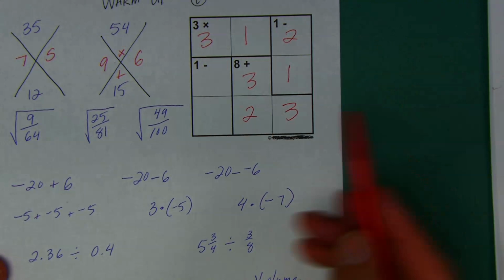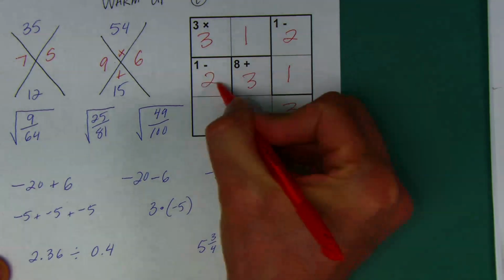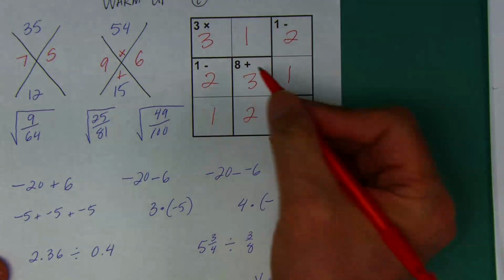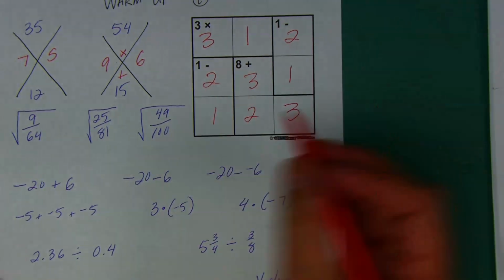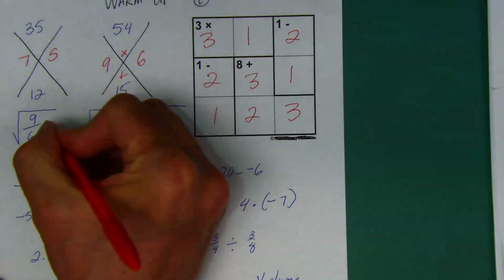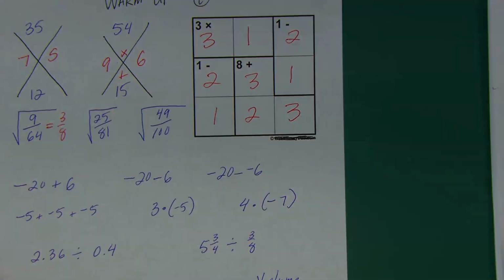Yeah. All right, what's missing in that second row? And what's missing in the bottom row? Double check 2 minus 1, and we already checked the rest. Good job. What is the square root of 9/64? 3/8. How about the square root of 25 over 81?